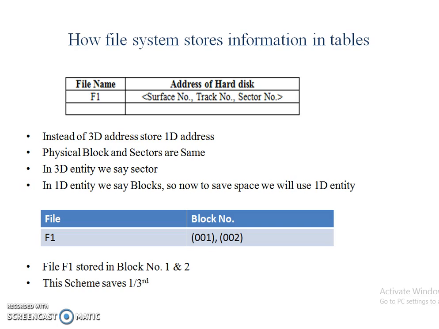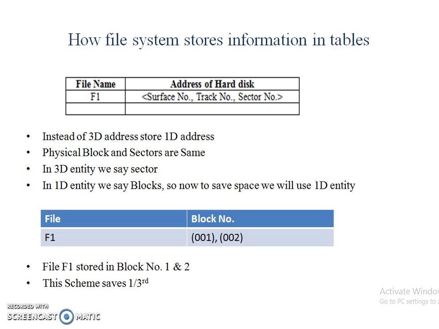If I do numbering in such a manner that there is no duplicacy: surface number 0, track number 0, sector number 1 to 1; surface number 0, track number 1, sector number m plus 1. So, instead of using a 3D address, we store a 1D address. The physical block and sector are the same: in a 3D entity we say sector, and in a 1D entity we say block.